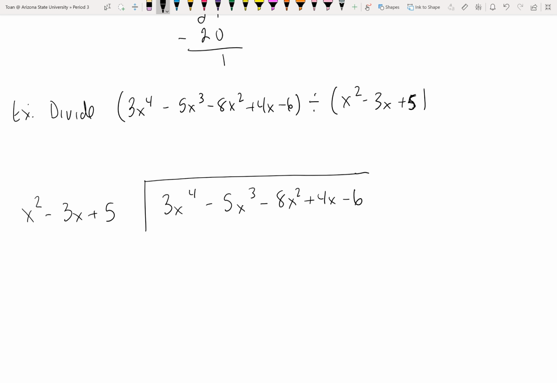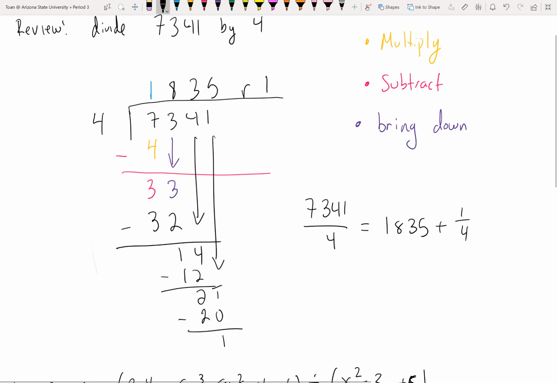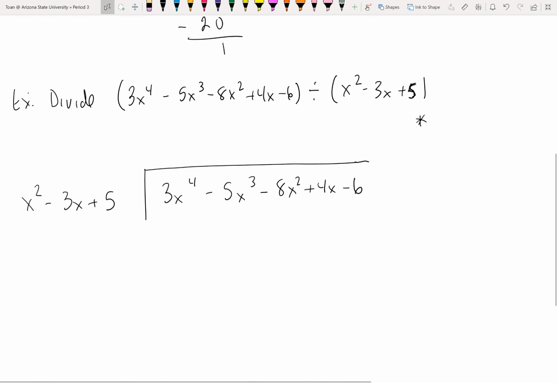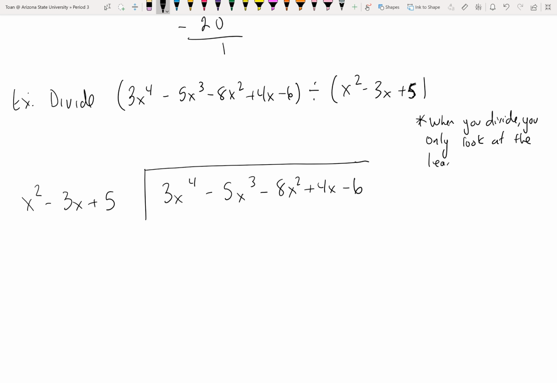I do want to put a little footnote here. Sometimes when it comes to polynomials, you students get so overwhelmed. You look at the big picture. Remember our first step here? The very first dividing step, we did 4 into 7. We didn't go 4 into 7341. So when you divide, you only look at the leading terms. Just like how we didn't look at the entire 7,400 whatever, you only looked at the 7. When I do our division step, you only look at the leading terms.